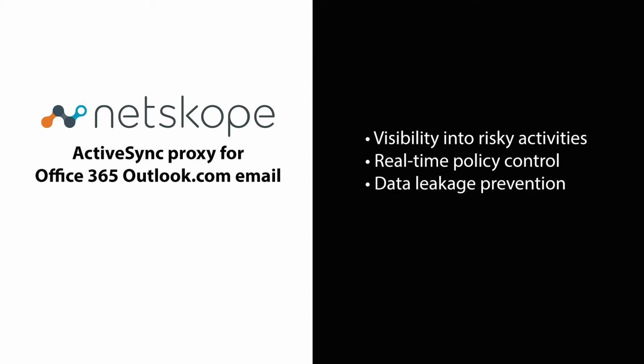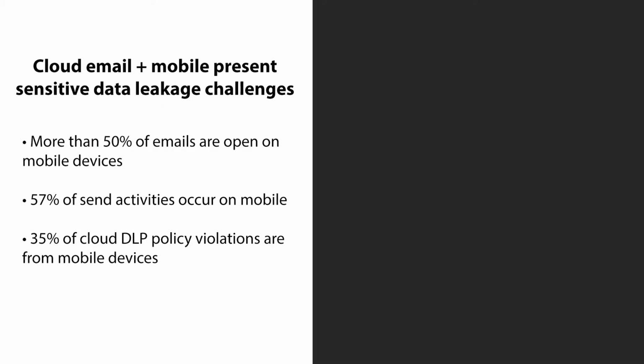Netskope's ActiveSync proxy safely enables Office 365 Outlook.com email by providing visibility into risky activities, real-time policy control, and data leakage prevention. When you combine cloud-based email with mobile, you are presented with challenges around the leakage of sensitive data. Mobile is the most popular way to work with email, and according to the Netskope Cloud Report, more than a third of DLP policy violations occur on mobile.